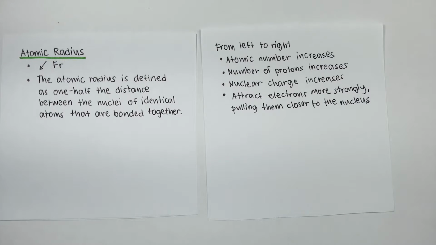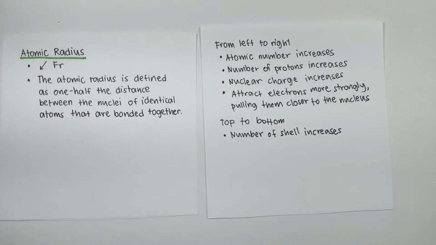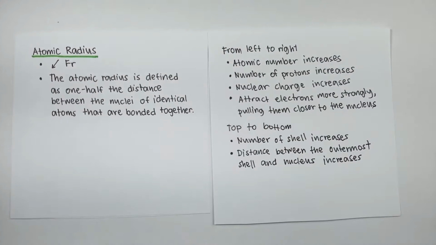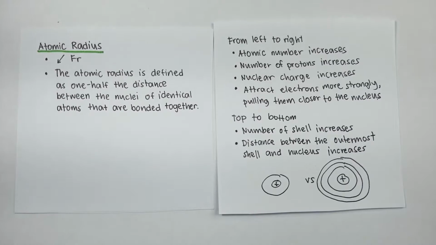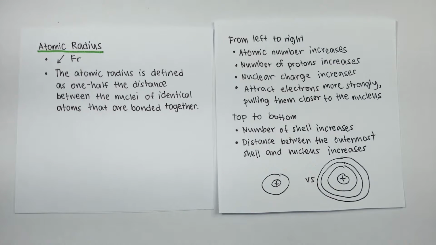Okay? So next is from top to bottom. So from top to bottom, increasing. Now, diba, from top to bottom, the number of shell increases. So the distance between the outermost shell and the nucleus increases. So kung i-compare mo ang atom na may isang shell versus 3 shells, by mata-mata, sino ba sa kanila yung may mas malaking atomic size? Yung mas madaming shells. Okay? So that explains why the trend is increasing downward to the left.